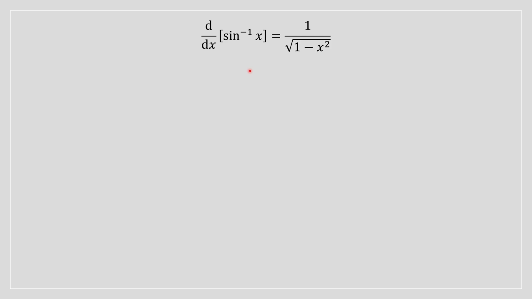Hi lads, it's Danny here today, bringing you a lovely video on why the derivative of arcsin of x is equal to 1 over square root of 1 minus x squared.